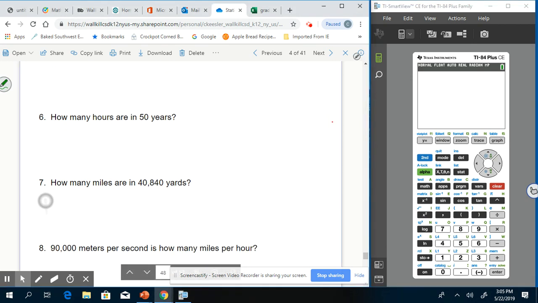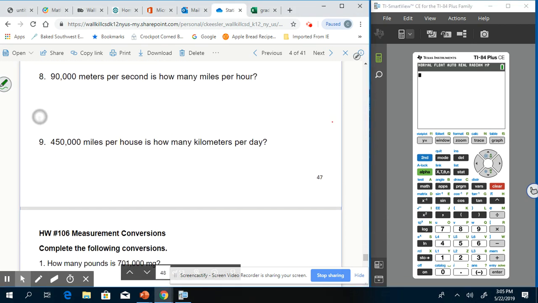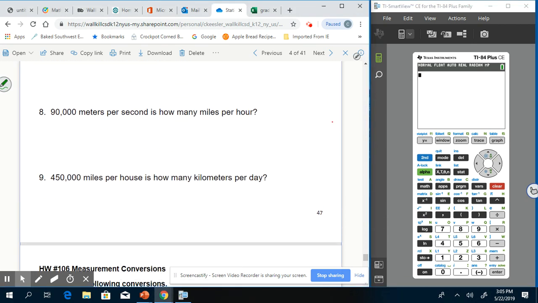So taking a look at number 8, notice it says 90,000 meters per second is how many miles per hour. So we're going to be converting meters to miles and seconds to hours. So our first ratio is now 90,000 meters over 1 second. And now when I'm converting, I have to get rid of units for distance and units for time as well. So I'm going to start with the units for distance.